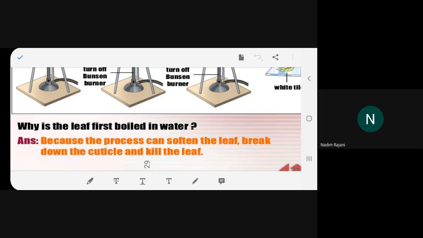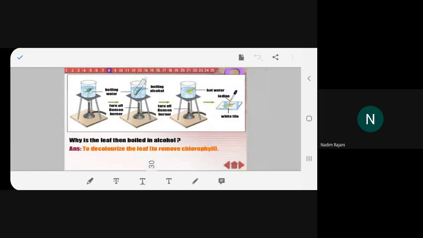Yes. What is the answer? Because the process can soften the leaf, break down the cuticle, and kill the leaf. You understand? Now there will be no photosynthesis because it's killing the leaf. If I kill the leaf, will there be photosynthesis or not? No, there will not be any photosynthesis. So the leaf will become soft and the leaf will be dead.